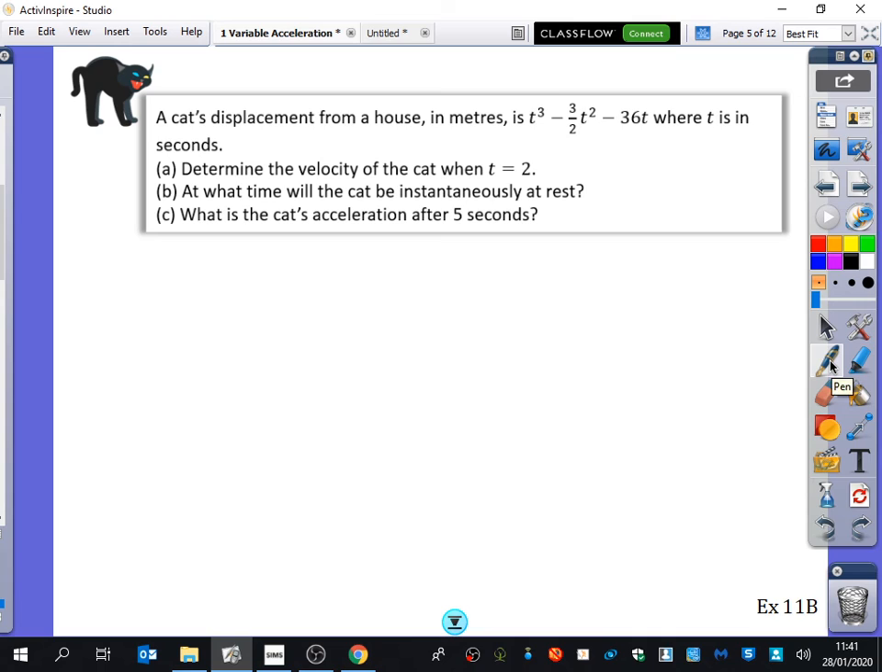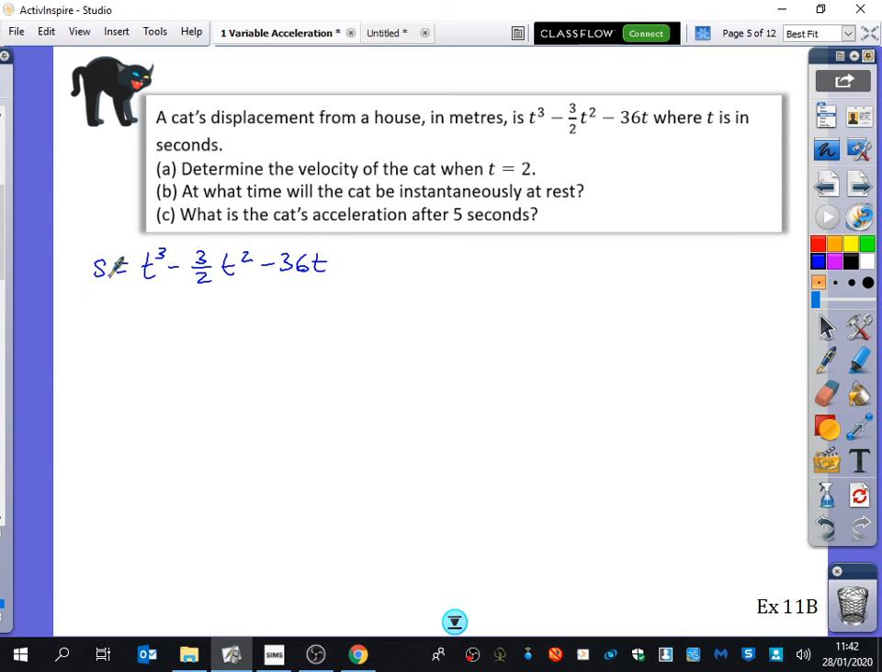Okay? So we're going to do one more question about the cat before I get you to do some practice. A cat's displacement from a house in meters is t cubed minus 3 over 2 t squared minus 36t, where t is in seconds. Determine the velocity of the cat when t equals 2. At what time will the cat be instantaneously at rest? And what is the cat's acceleration after 5 seconds? Sometimes you might like to do all the differentiation at the beginning, that might be something that you find helpful.